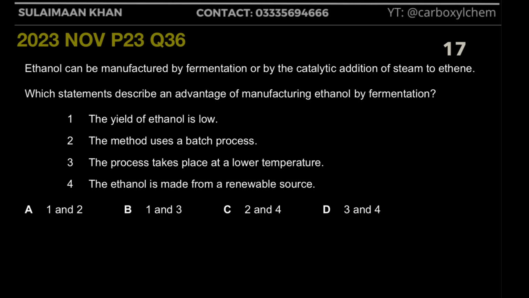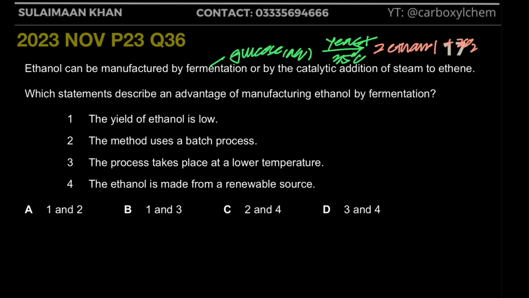Now it says ethanol can be manufactured by fermentation or by the catalytic addition of steam to ethene. For fermentation, what do we need? We need glucose, right? We add water to it, and obviously we use a catalyst which is yeast, and provide a temperature of around 35 degrees Celsius, anywhere from 25 to 35 degrees Celsius, and therefore you get 2 moles of ethanol and 2 moles of carbon dioxide.